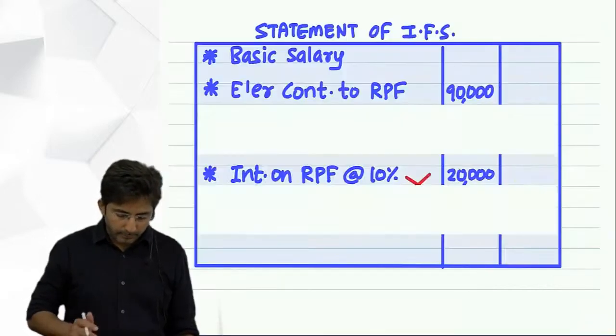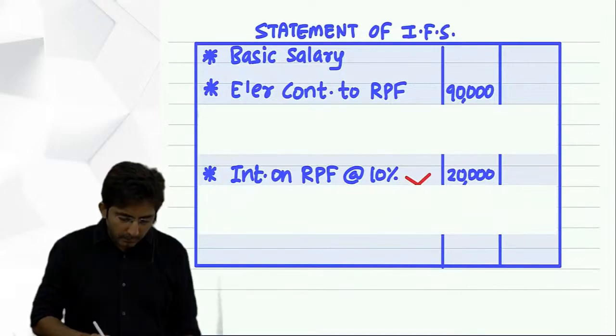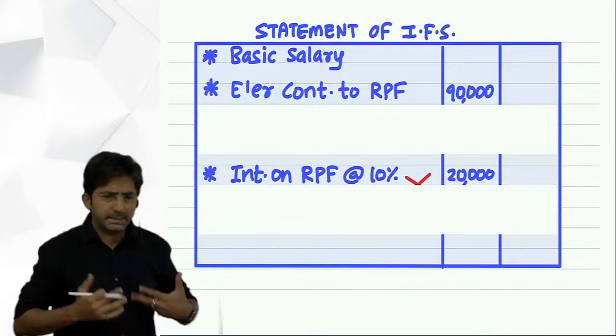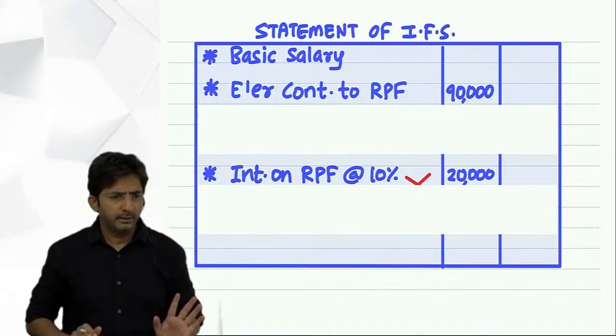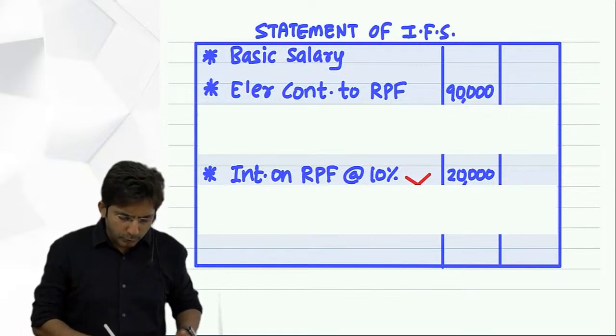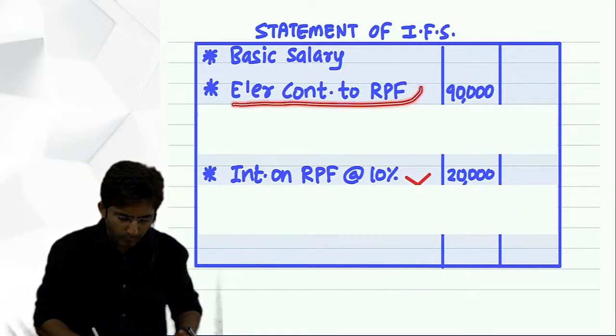Now, wait. This is just a random sum. I have just taken any amount of my choice. This is not a particular question. These are random figures. So let's assume in the question they have given the employer's contribution.